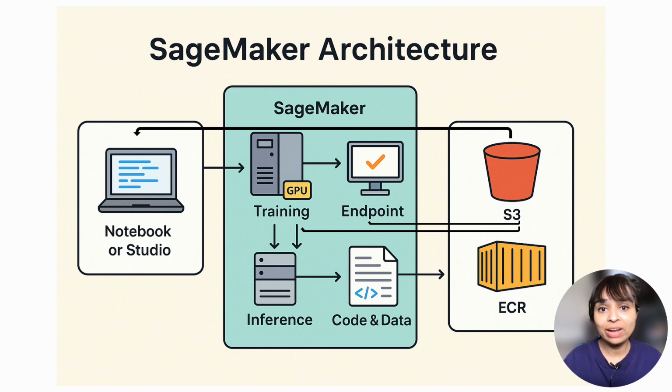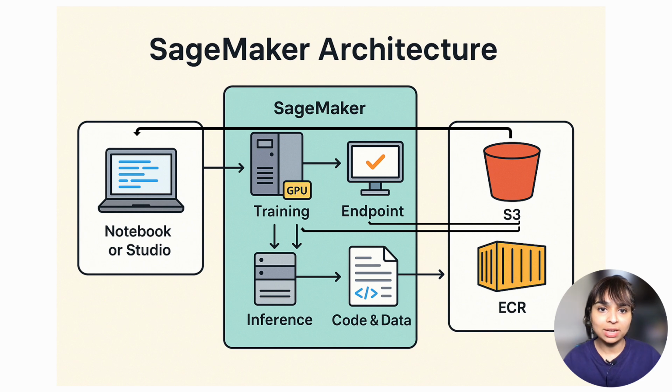Alright, so now that we have talked about SageMaker and how it helps to build, train and deploy machine learning models, let's take a quick peek under the hood, by which I mean what actually happens when you hit run on the model training job, or let's say you hit deploy for inference.